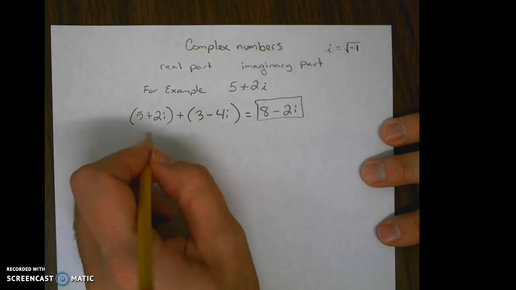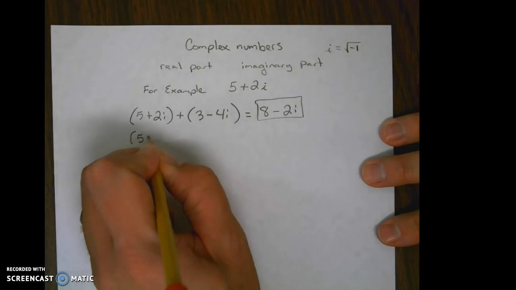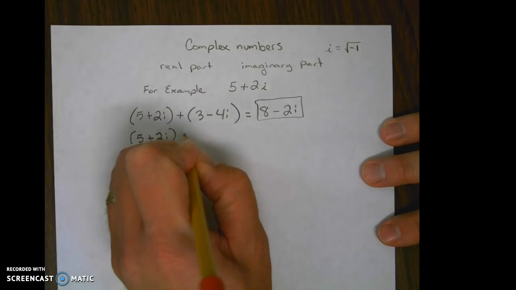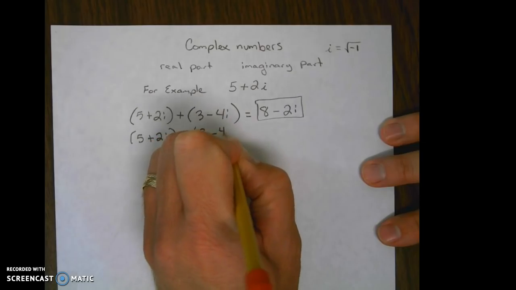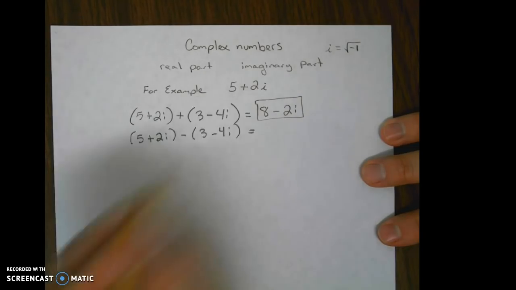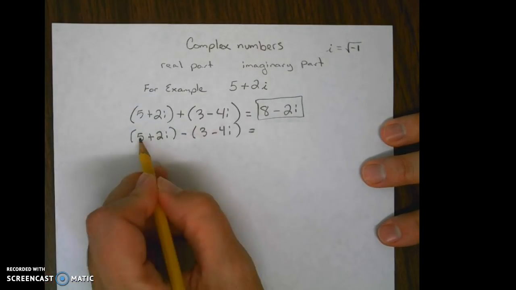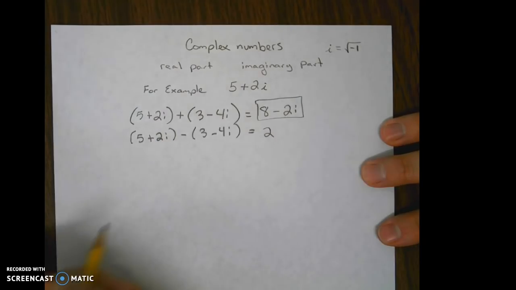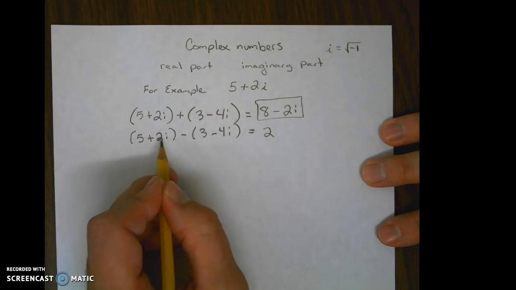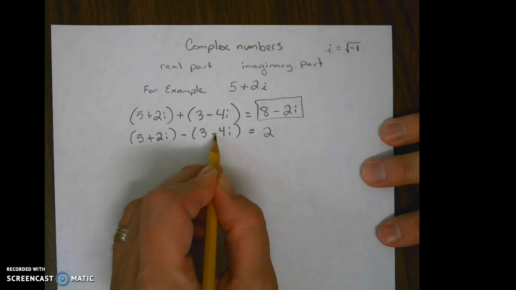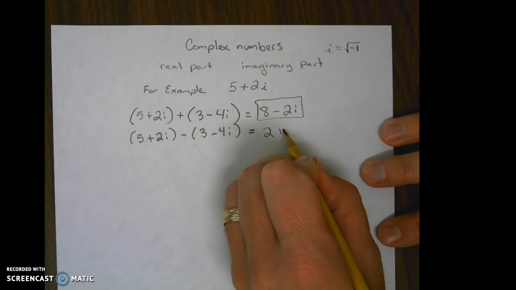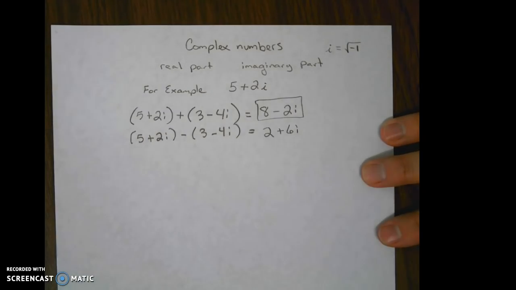Okay, so let's take a look. Let's subtract these two complex numbers. Okay, so again, subtracting the real part, we get 2. Subtracting the imaginary part, 2 minus -4 is +6.